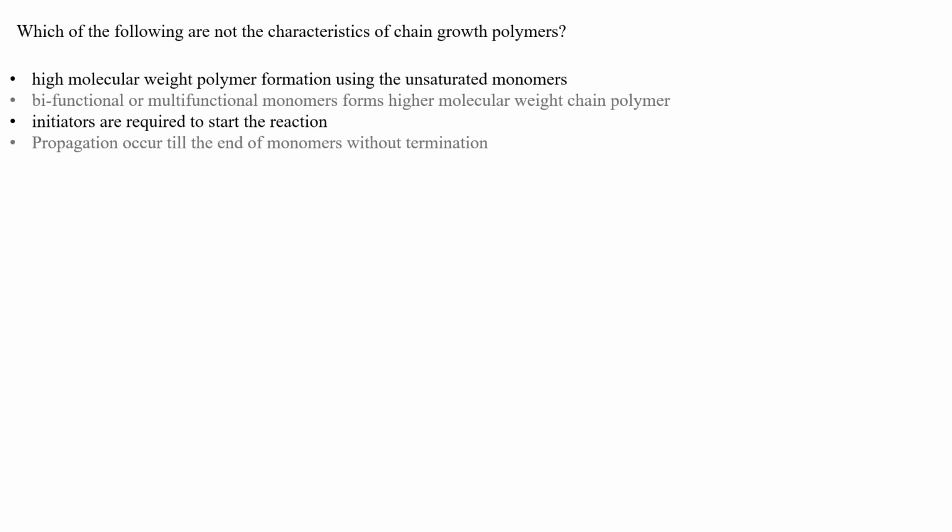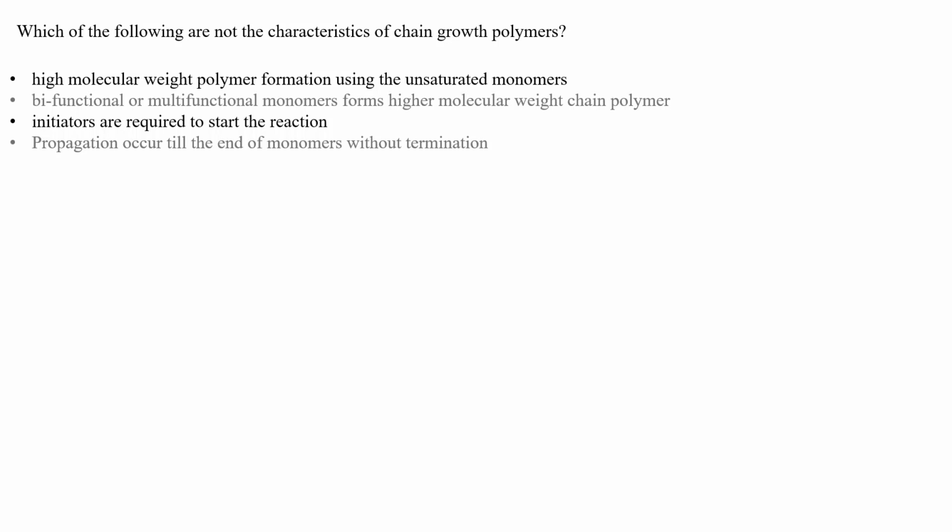Which of the following are not the characteristics of chain growth polymers? It has asked us to show which are not the characteristics of the chain growth polymer process. The first is high molecular weight polymer formation using unsaturated monomers. This is the basis of the chain reaction process, so it is true. Second, bifunctional or multifunctional monomers form higher molecular weight chain polymers.